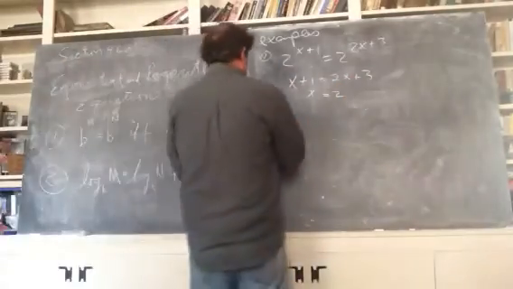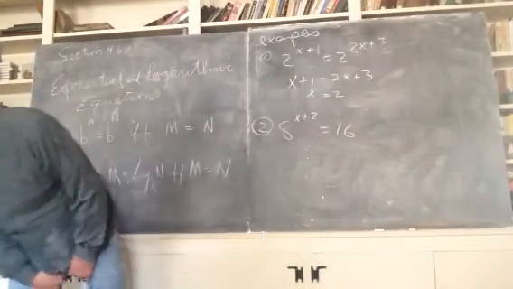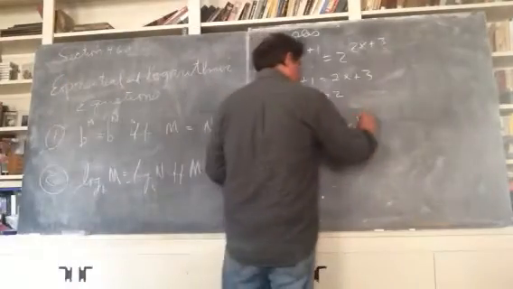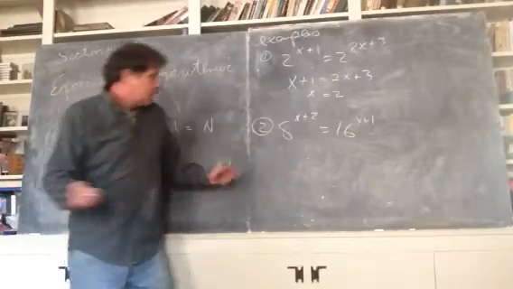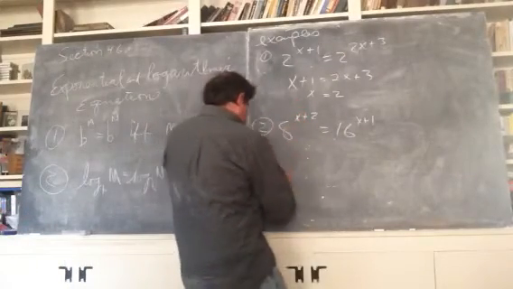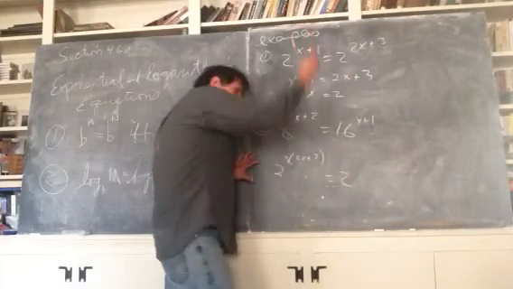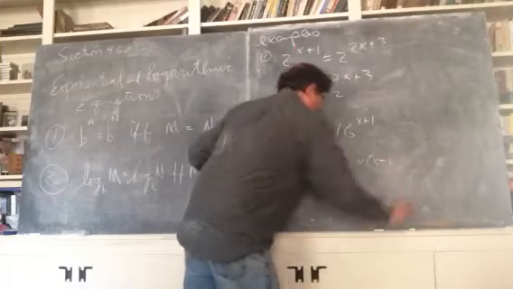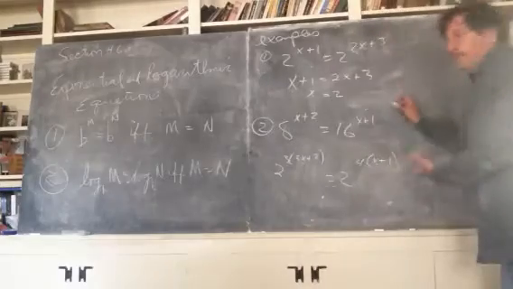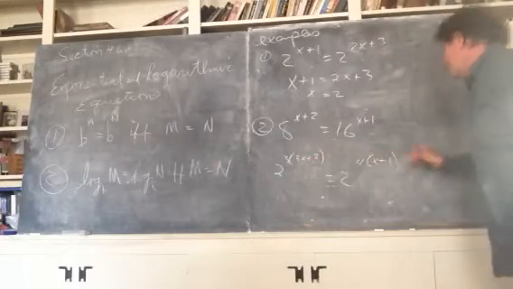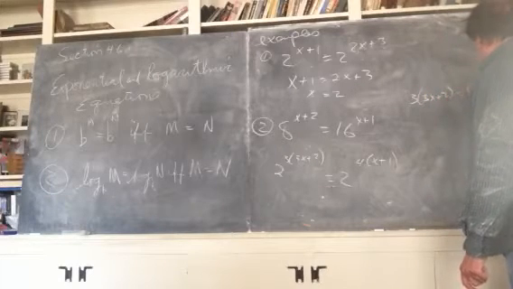Now 8 to the x plus 2 equals 16 to the x plus 1. We want to get to the same base, so we can't do anything as is. But we can express 8 as 2 cubed, and 16 is 2 to the 4th. So it's 2 to the 3(x plus 2) equals 2 to the 4(x plus 1). I'm just setting the exponents equal to each other: 3(x plus 2) equals 4(x plus 1).